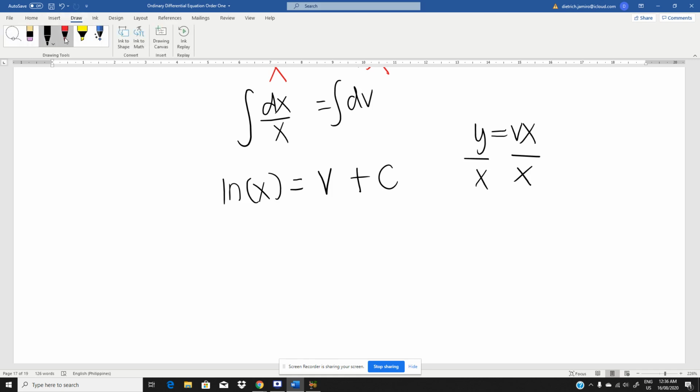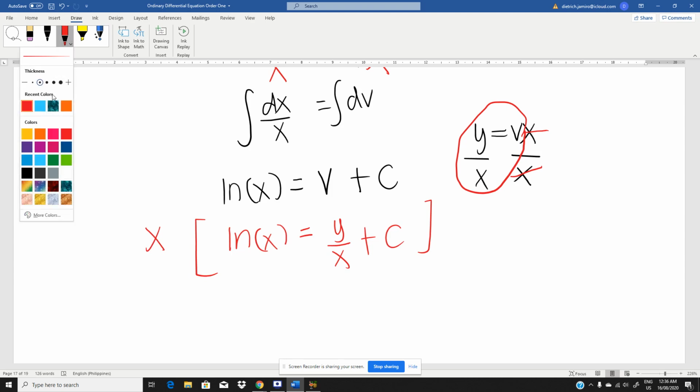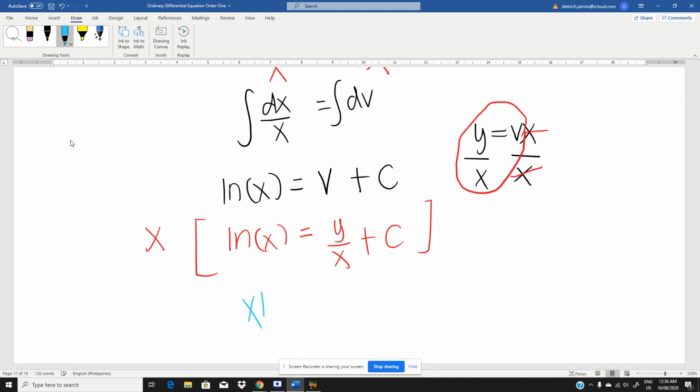The x will cancel out on this side, so we will have the value of v equivalent to y over x. So we will have ln of x is equal to y over x plus c. Multiplying both sides of the equation by x, we will have x ln x is equal to y plus c times x. So that's the answer.